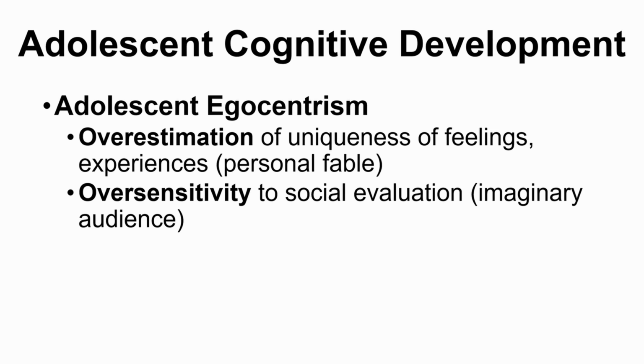So a lot of adolescents think that their experiences are special to them. So nobody else has ever fallen in love with this person so hard, or my life is so different from everyone else's. We also have this oversensitivity to social evaluation, and they call that one the imaginary audience. So the idea that everybody is looking at me, everyone is judging me, everyone is going to think poorly of me. So we can see why those would absolutely affect self-image as you're developing.